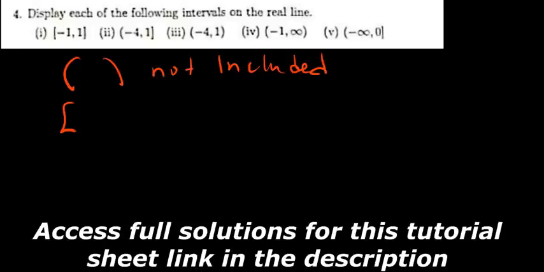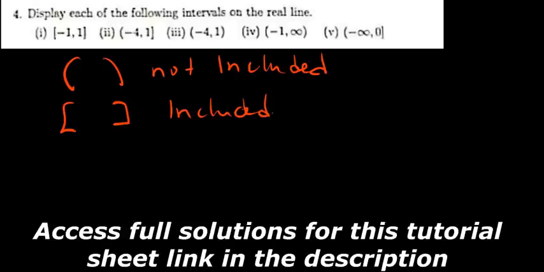So I have now question 4, saying display each of the following intervals on the number line. So one thing about set interval notation is that when we're using this, it is not included. If I use this, then that number is included.